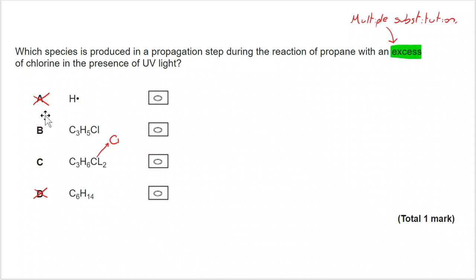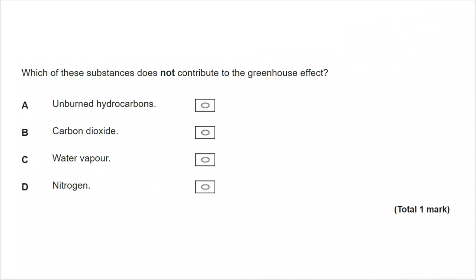So we're then judging between C3H5Cl and C3H6Cl2. Well, the one with 2 Cls does imply multiple substitution, which is more likely when you have a lot more chlorine. Correct answer is C. On to the next question.